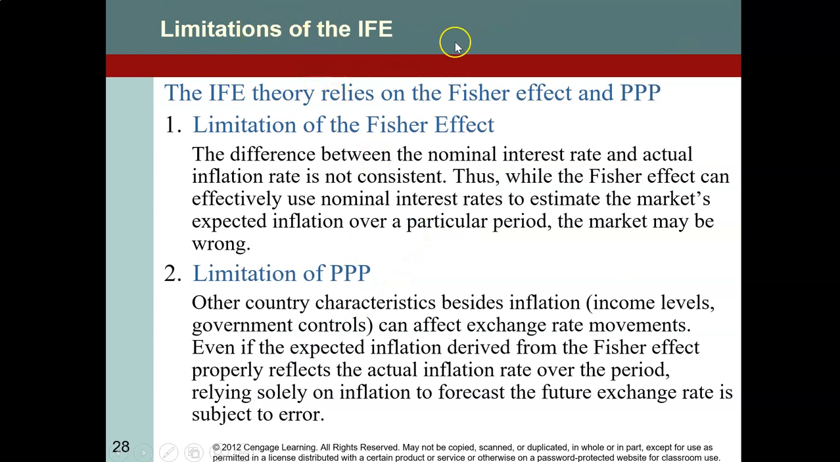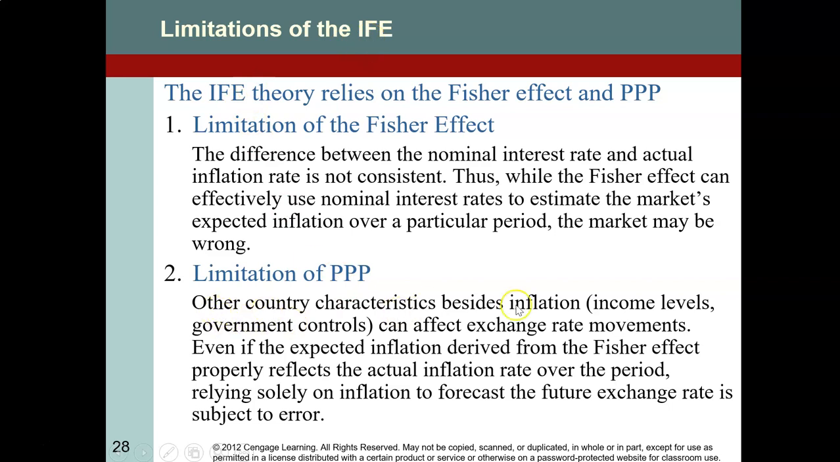Limitations of IFE. IFE theory relies on both the Fisher effect and purchasing power parity. The difference between the nominal interest rate and actual inflation rate is not consistent. Thus, while the Fisher effect can effectively use nominal interest rate to estimate the market's expected inflation over a particular period, the market may be wrong. So we have limitations of the Fisher effect, and that gives us limitations on IFE. We also have limitations on PPP, so that gives us limitations on IFE as well.